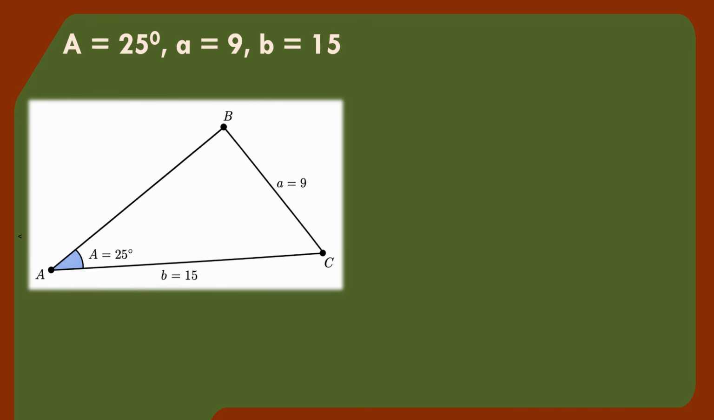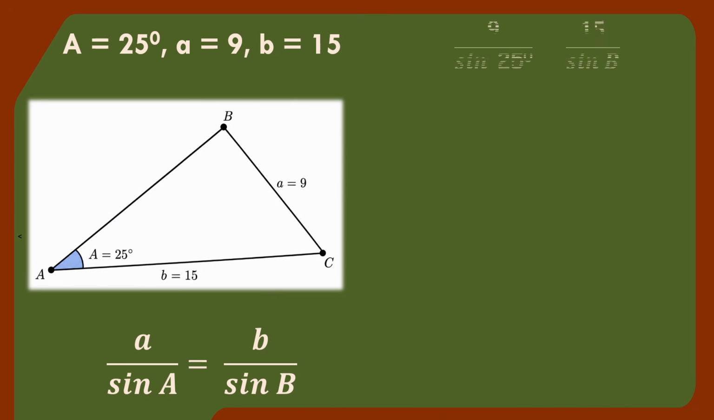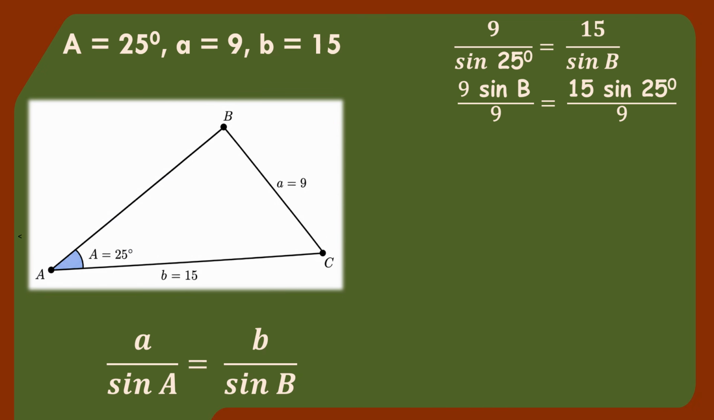Angle A is 25 degrees. Side A is 9. Side B is equal to 15. Our formula: a over sine A is equal to b over sine B. So let us replace all the values in the given equation. If we replace, 9, that is side A, 9 over sine 25 degrees is equal to 15 over sine B. So 9 times sine B is equal to 15 sine 25 degrees.